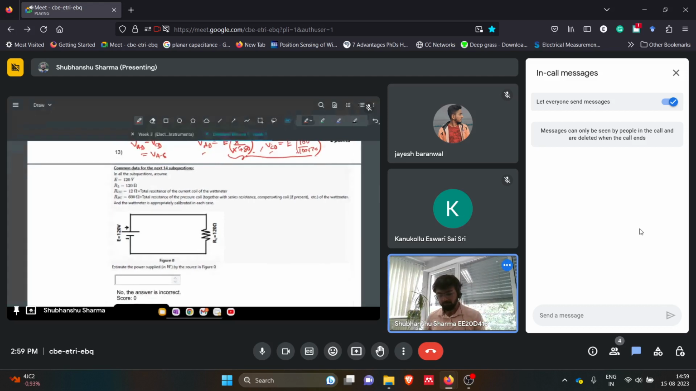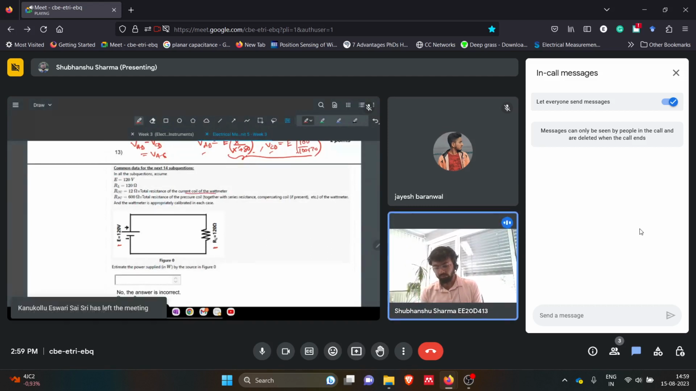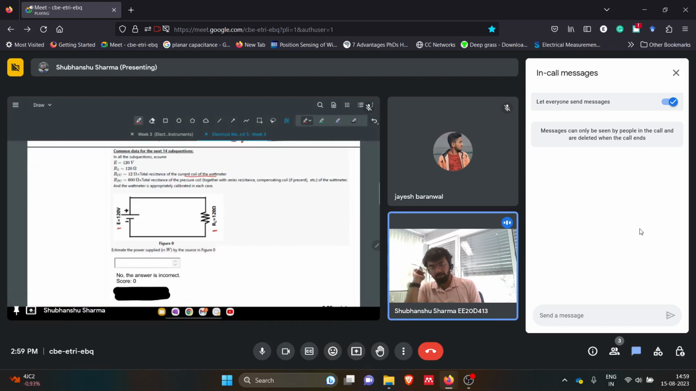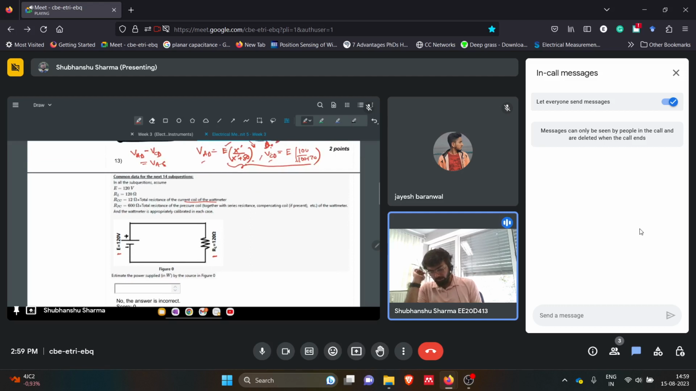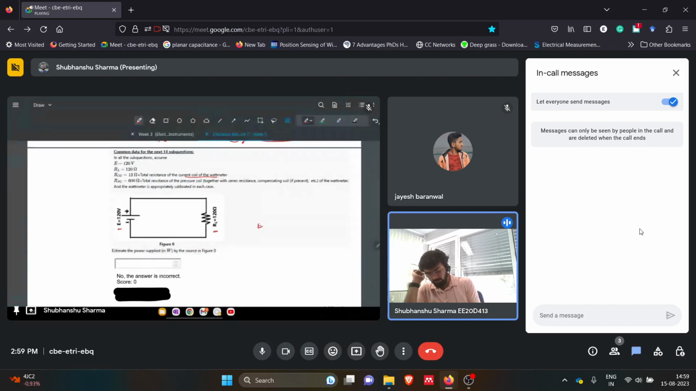So next question. In all the sub-questions, assume E is 120 volts, RL is 120 ohms. RCC is the current coil of the wattmeter, and RPC is the pressure coil of the wattmeter, so that is fine. Now they are saying estimate the power supplied by the source in figure 0. This is very simple. This is V and this is the current I going through. So the power supplied from the source, let's say PE, will be the voltage of that source and the current supplied by that source.